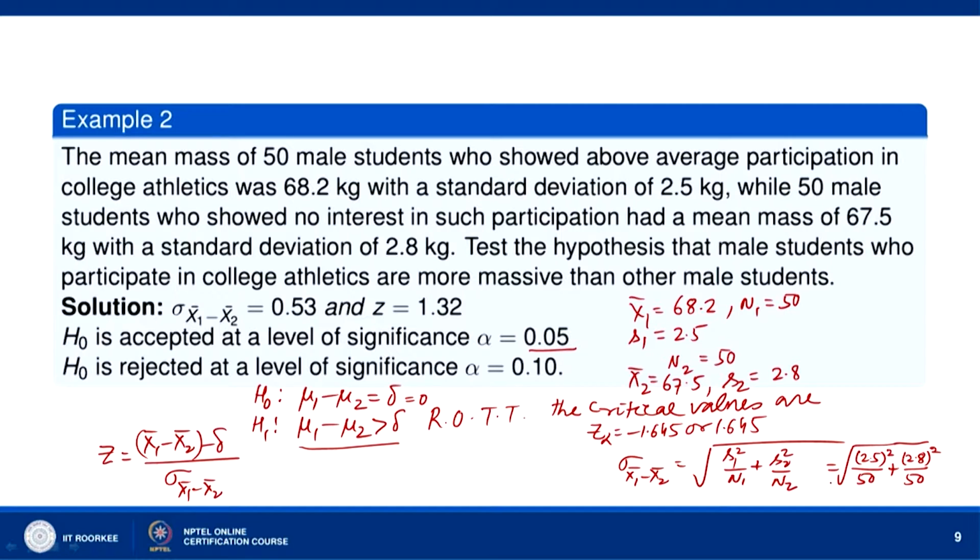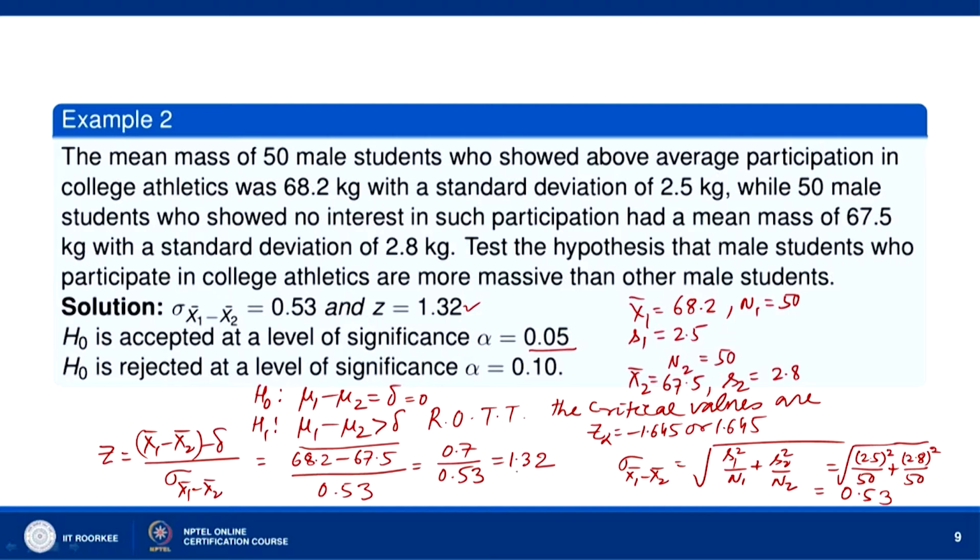If you calculate this value, it comes out to be 0.53. Now, Z is equal to x1 bar, 68.2, minus 67.5, divided by 0.53, where delta is equal to 0. So, this is equal to 0.7 divided by 0.53. It comes out to be 1.32.